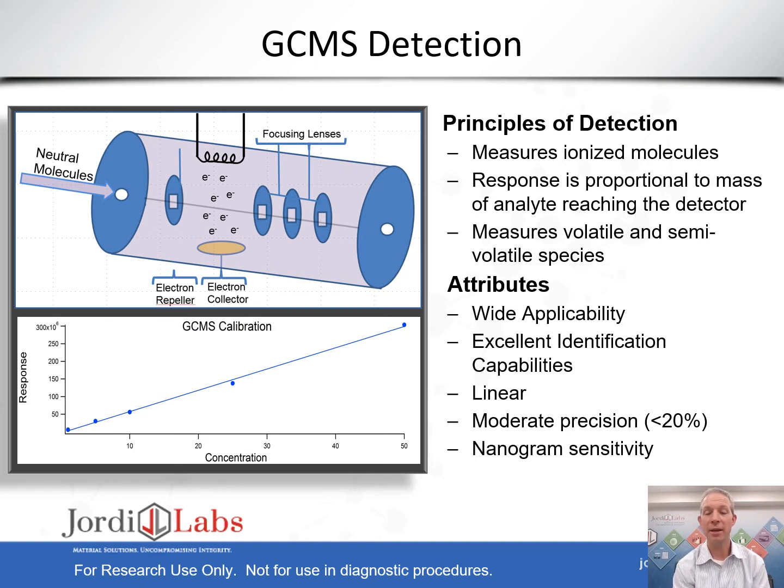The first detector we're going to look at is the electron ionization detector. It is an excellent detector for both identification and quantification. It's widely applicable, it's linear, it's got good precision generally, and it has nanogram level sensitivity.